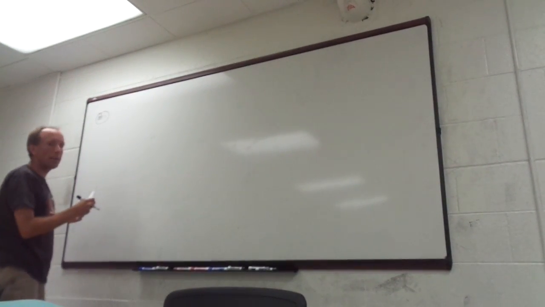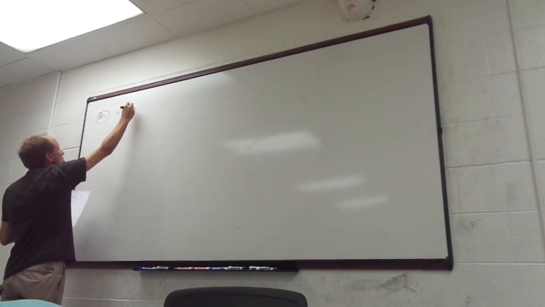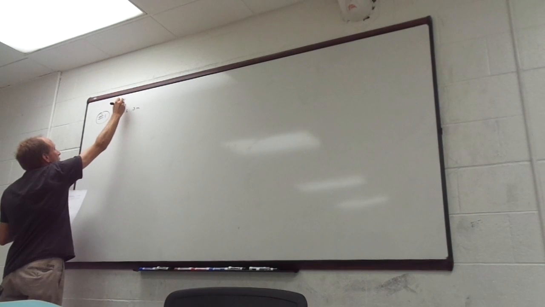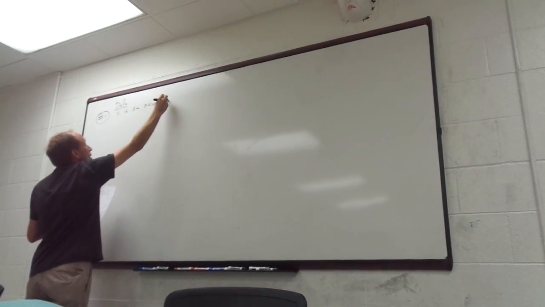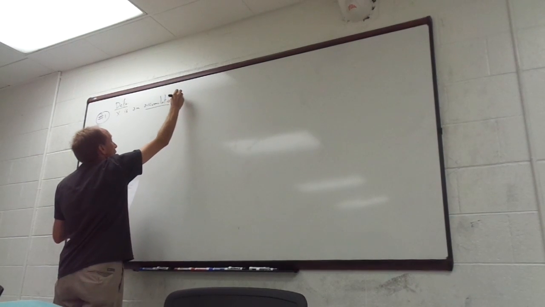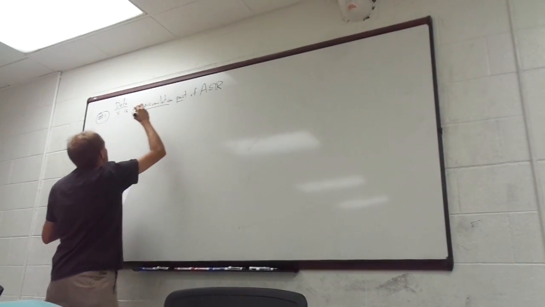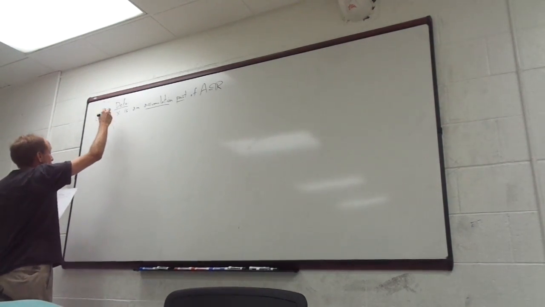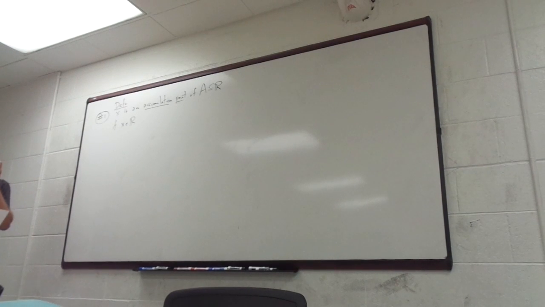So the first problem here is actually about accumulation points again. So maybe I should remind you what that means. So this is just a definition, just to remind you. X is an accumulation point of A, which is a set. So A is a subset of R. And X is just any real number. So X is a real number, right?